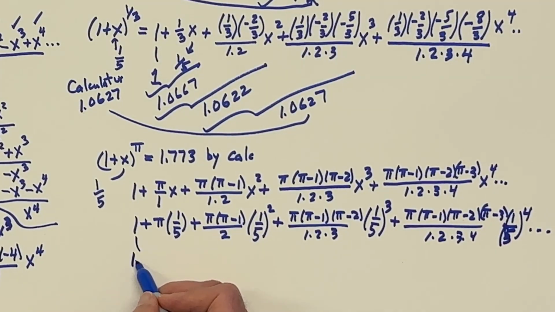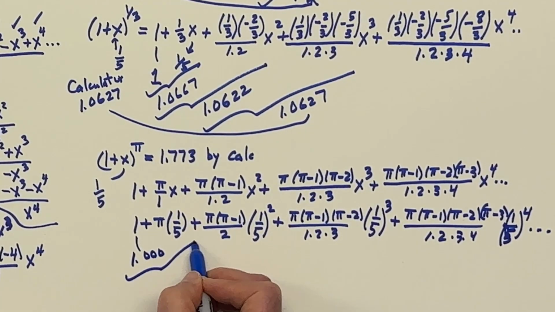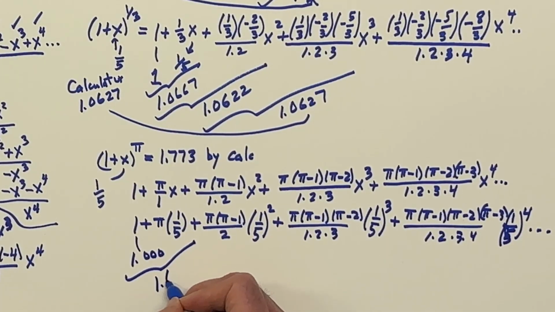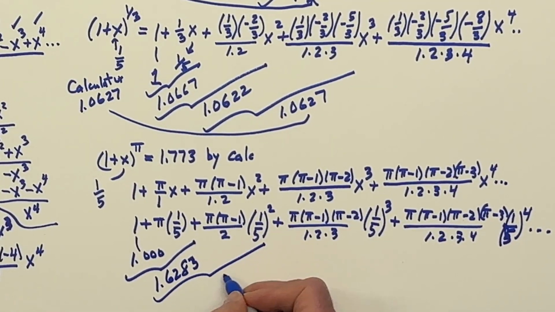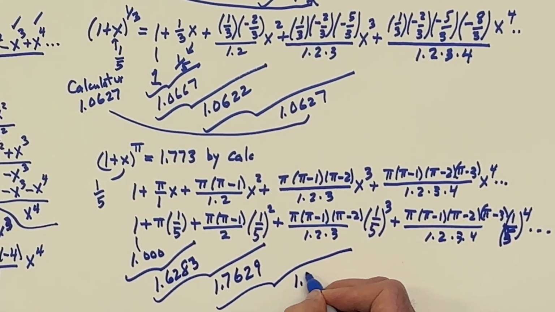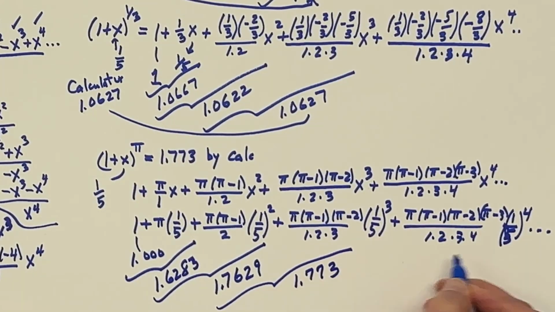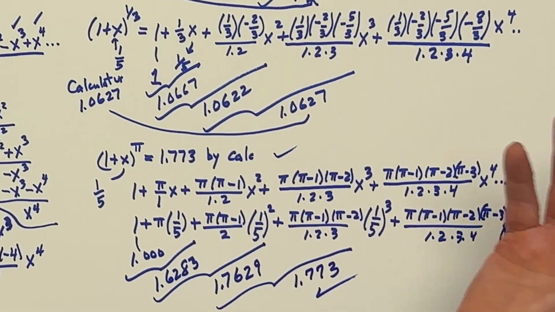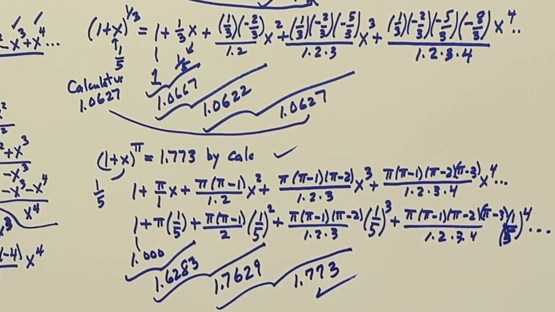Okay, this is 1.000. This, with the calculator, is 1.6283. This gets me 1.7629. And this gets me 1.773. I'm just going to stop here because, look at that. Not a coincidence.